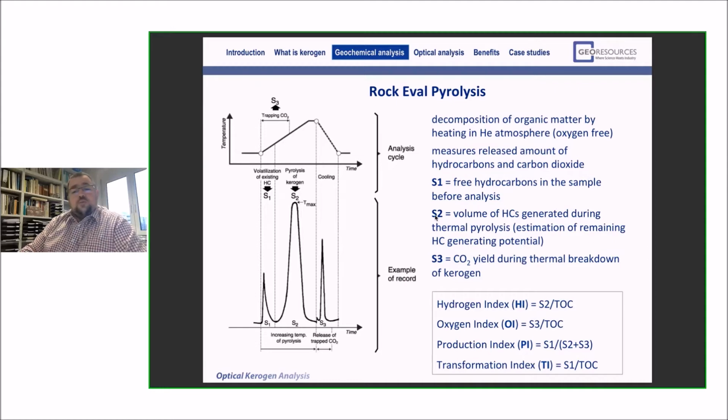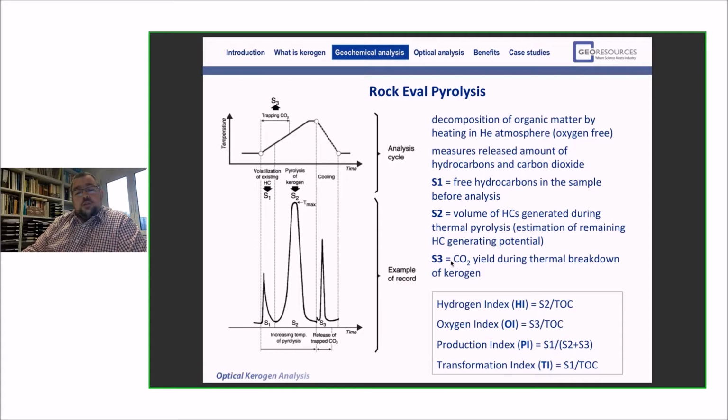The S2 peak is the volume of hydrocarbons that are generated, the total amount of hydrocarbons that are generated during the full thermal pyrolysis process. So that's the maximum amount of hydrocarbons that can be produced from the rocks, used as an estimation of the remaining hydrocarbon generating potential in the rock.